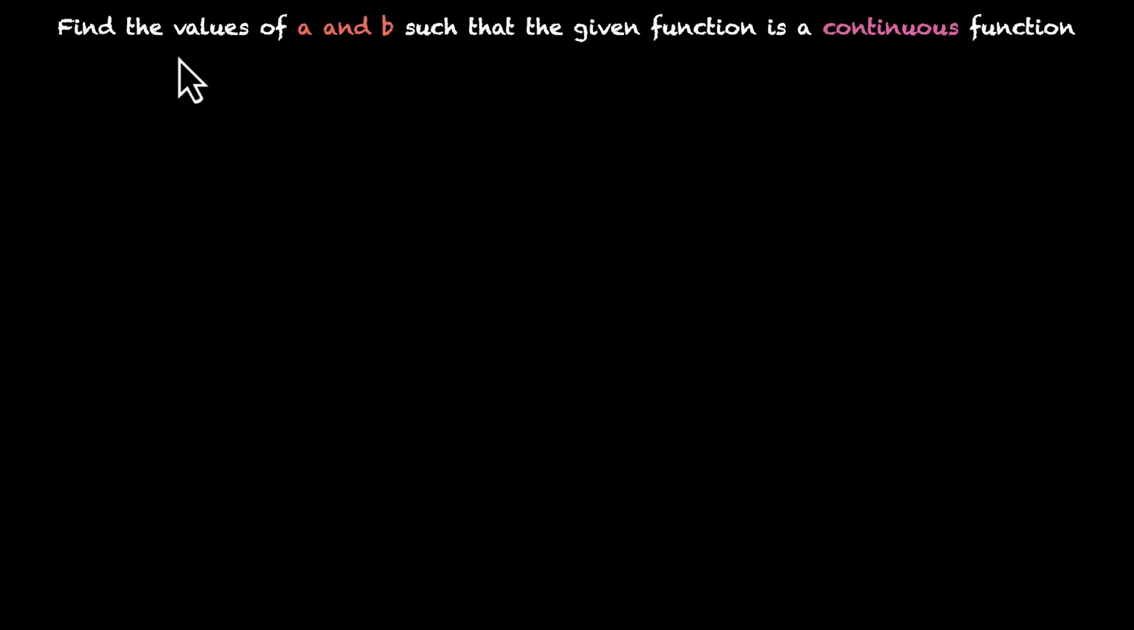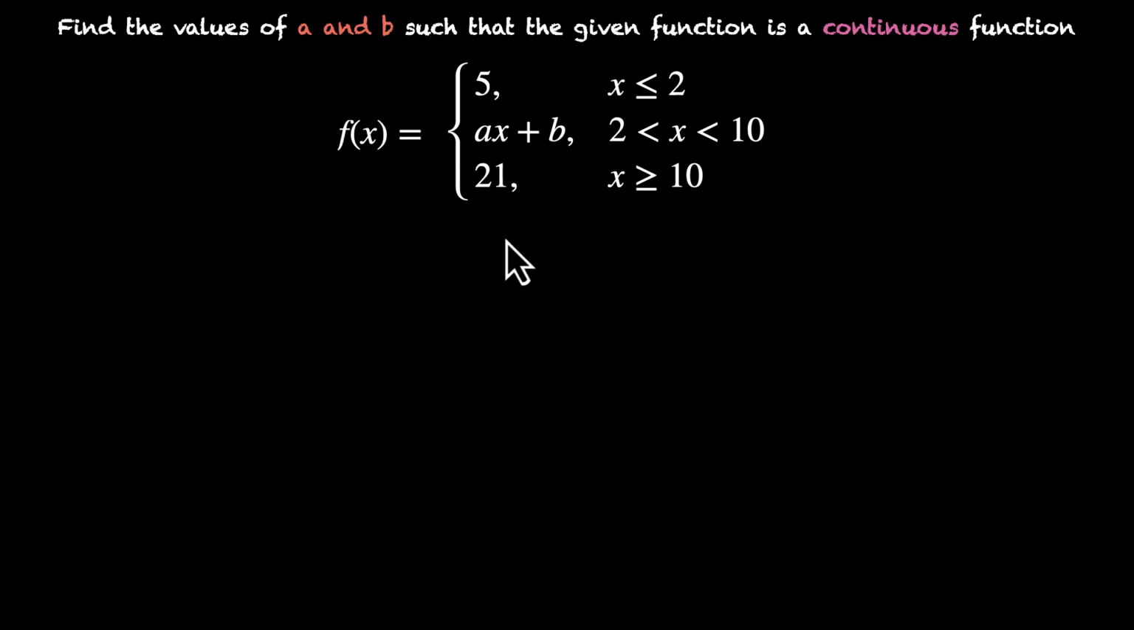Let's solve one more. Find the values of a and b such that the given function is a continuous function. The function is a piecewise one. It's defined like this. f(x) is equal to 5 for x less than or equal to 2. It's equal to ax plus b for x between 2 and 10. And it's equal to 21 for x greater than or equal to 10. a and b are here. So pause the video. Try finding the values of a and b.